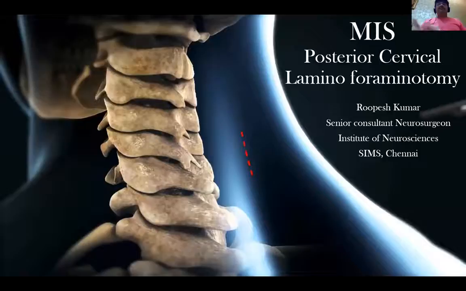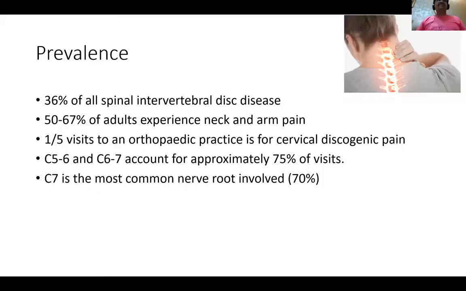If you see the prevalence of cervical disc disease, 36% of all spinal intervertebral disc disease is cervical, and 50 to 60% of adults experience some amount of neck pain and arm pain in their lifetime. Statistics say one-fifth of visits to any orthopedician is for cervical discogenic pain. The most common levels involved are C5-6 and C6-7, which amounts to approximately 75%, and C7 is the most common nerve root involved.